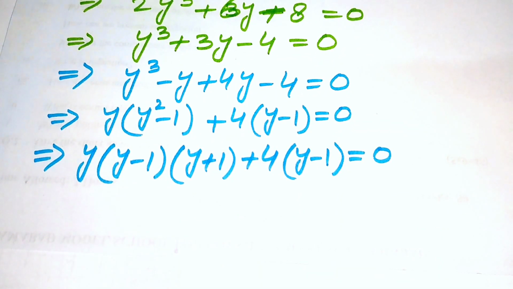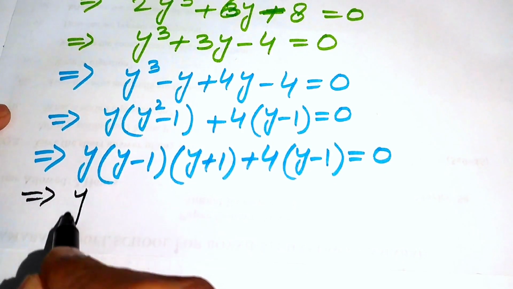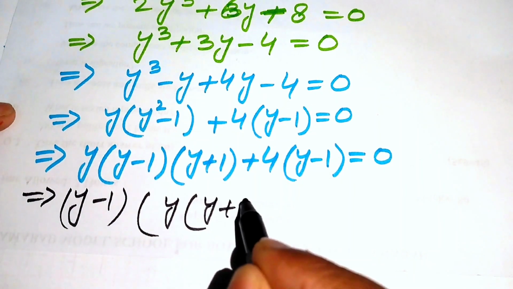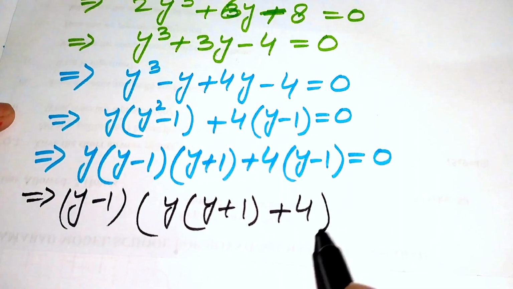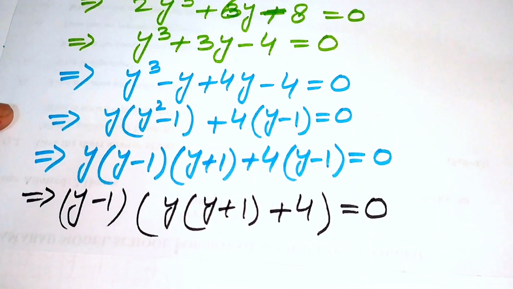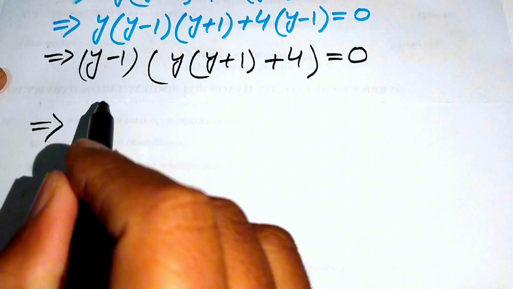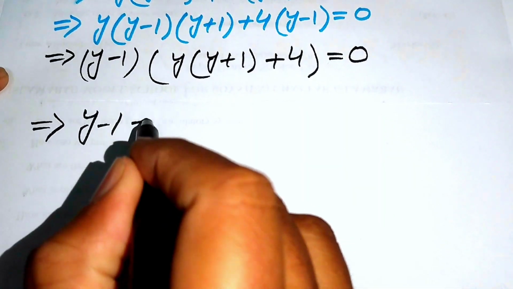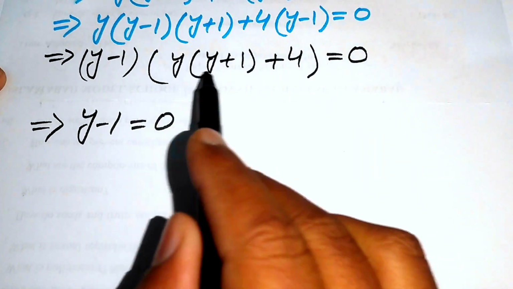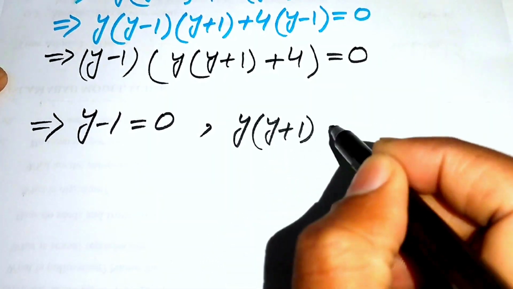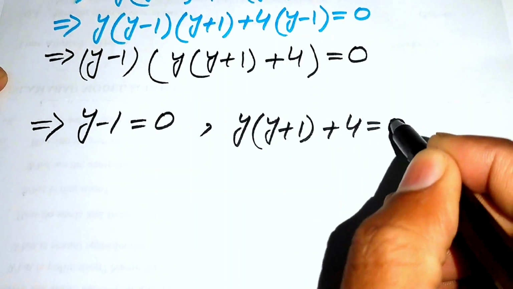So now in the next step, we take common y minus 1 from both of these terms, and we get y minus 1 times y into y plus 1, plus 4, and this whole equation equals 0. And now in the next step, we have two cases here. Our first case is we take y minus 1 equals 0, and the second case is we take the other factor equals 0. So it becomes y times y plus 1 plus 4 equals 0.